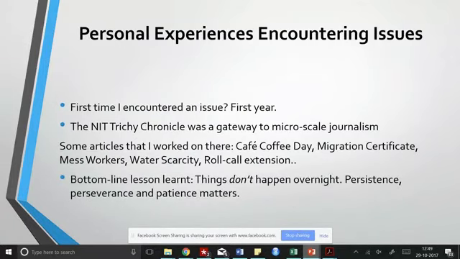So before I end this session, I want to talk about a few personal experiences where I've encountered a lot of issues. The first time I encountered an issue was, of course, in my first year, and it was not one issue. It was a bunch of things that I saw going wrong with our campus, and things that could be changed if someone just gives a little bit of attention and care.